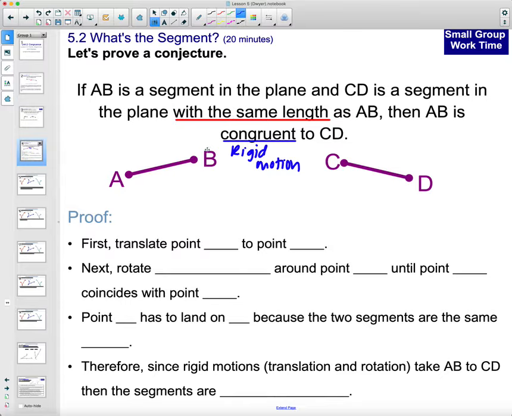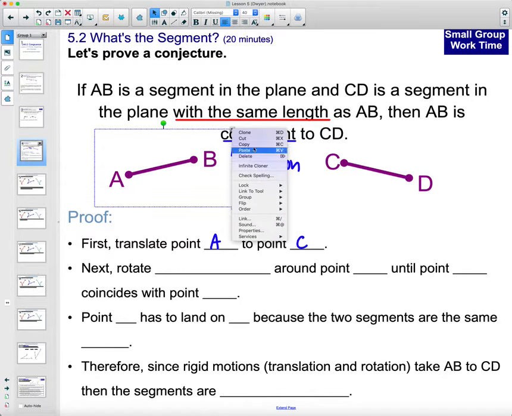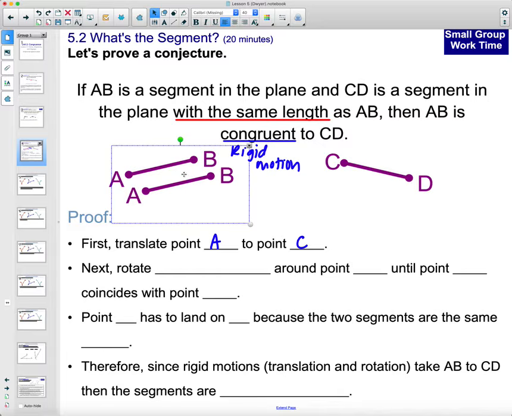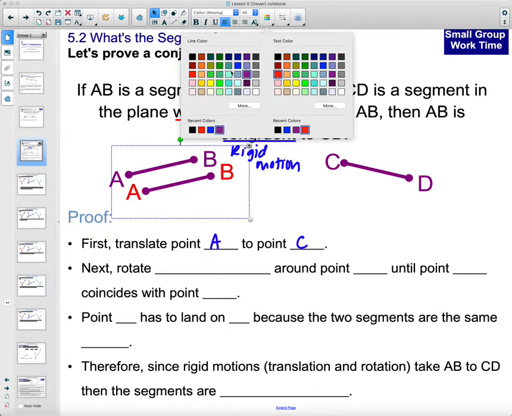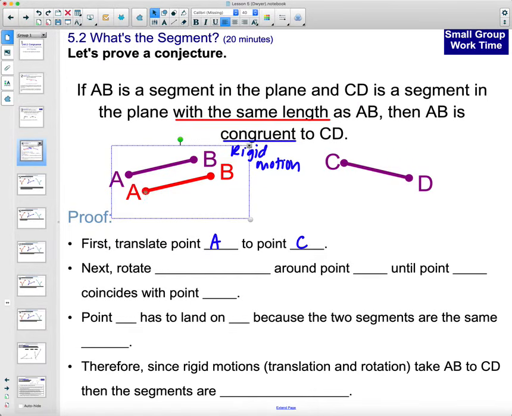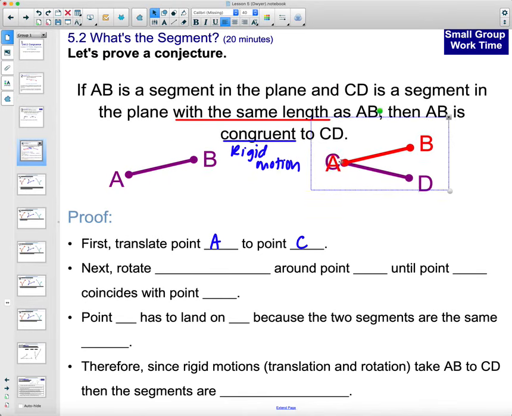So let's prove this. Let's prove that if these are the same length as each other, then they have to be congruent. First, let's translate A to C. Now if we move this segment, let me maybe duplicate this. We're going to translate A over to C. Here's A prime and B prime.